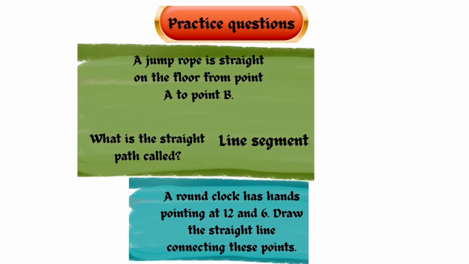We have some practice questions here. A jump rope is straight on the floor from point A to point B. What is this straight path called? Line segment.